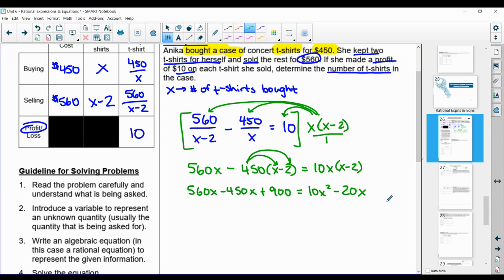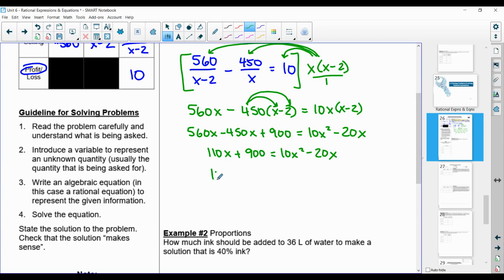The next step would be to move everything to one side and factor. We always want to make sure that our x squared is positive, so in this case, I'm going to move everything to the right. Now, it might help before you do that to simplify on this side. So if you go 560 minus 450, we have 110x plus 900 equals 10x squared minus 20x. Now you might choose to skip this step and just move over the 560 and the 450 at the same time. It's totally up to you. So now we have 10x squared minus 130x minus 900 equals 0.